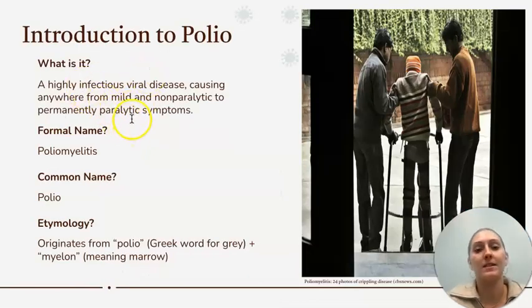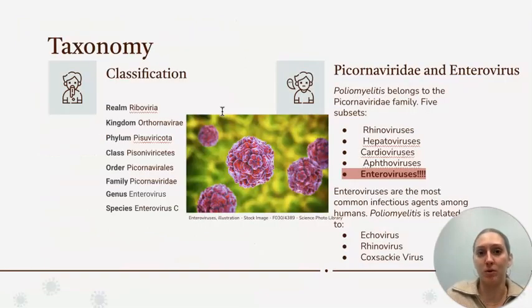So poliomyelitis is a highly infectious viral disease and it causes anywhere from mild and non-paralytic to permanently paralytic symptoms. Its formal name is poliomyelitis and its common name is polio, and this originates from polio, the Greek word for gray, and myelon meaning marrow, and this is because more severe cases of poliomyelitis tend to infect the gray matter of the spinal cord.